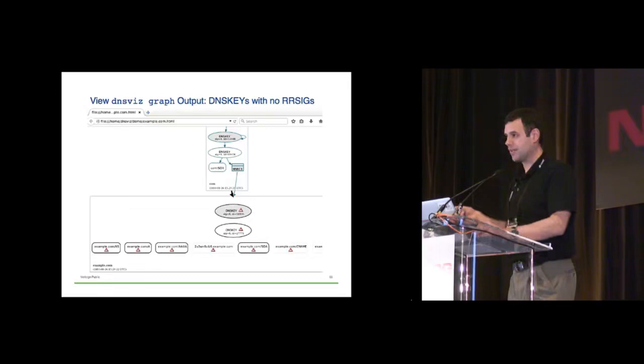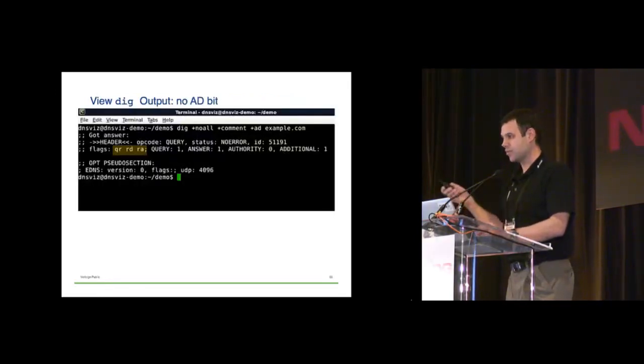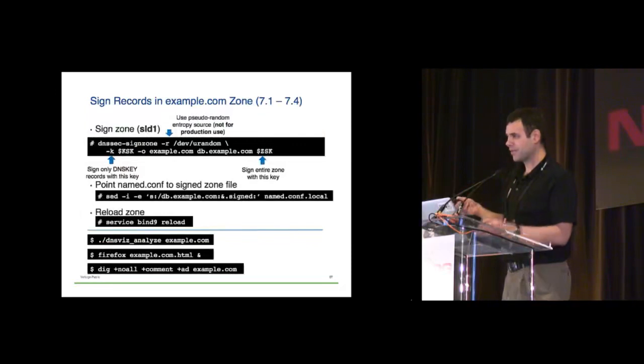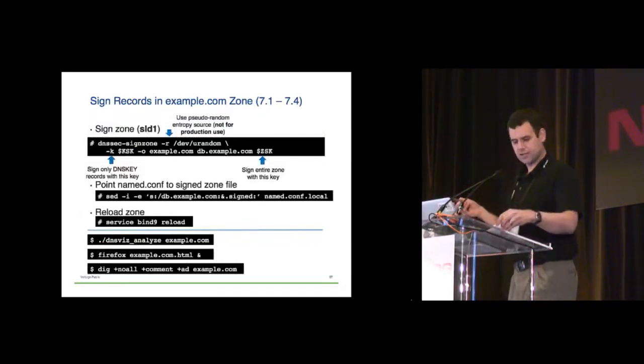Okay, let's go on now and sign our zone. Now that we have keys in place and they're in the zone, we can now sign our zone. One more thing, you can just see that there's no AD bit from your resolver, if you've done that step. But let's go ahead and sign records, moving along to 7.1 to 7.4. We're going to sign our zone.